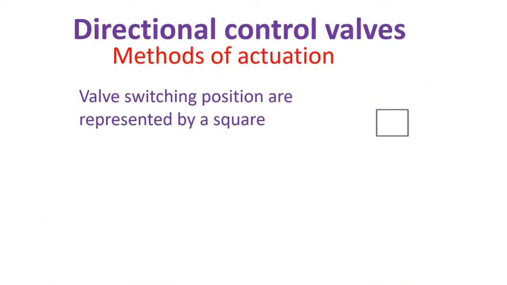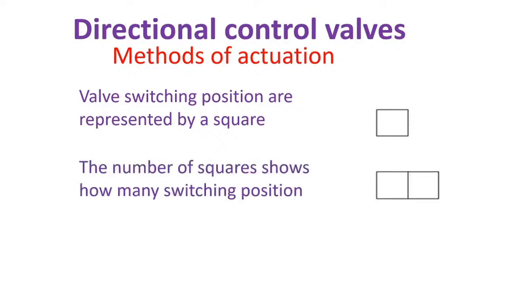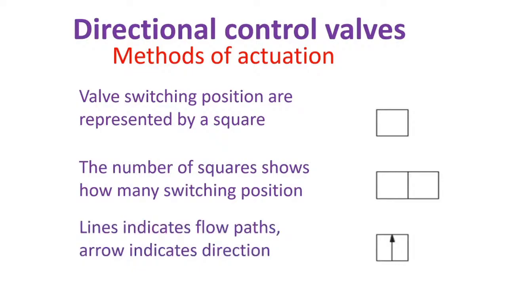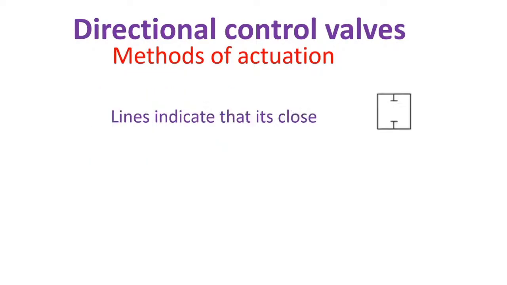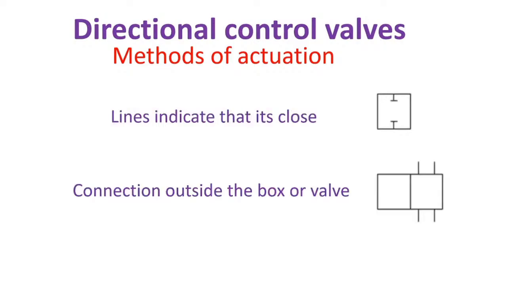Now let's get started on how to read directional control valves. Valve switching positions are represented by a square. The number of squares shows how many switching positions. Lines indicate flow path, arrows indicate direction. Lines indicate that it is closed. Connections are outside the box or valve.